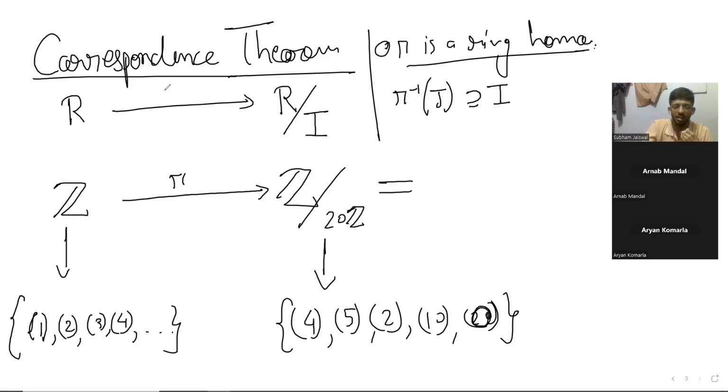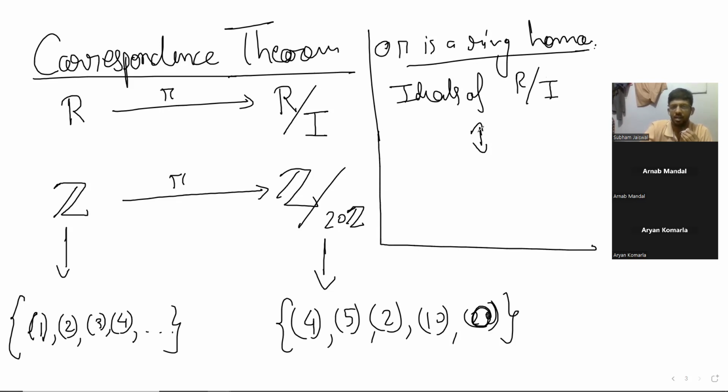If you take this I and this pi, then the ideals of R mod I are in one-to-one correspondence, and it's a much stronger kind of correspondence, but right now we will just say this, with ideals of R which contain I. Let me explain how this correspondence works.